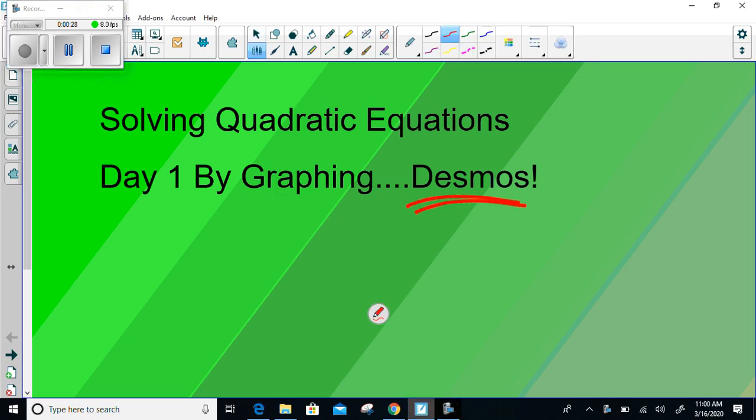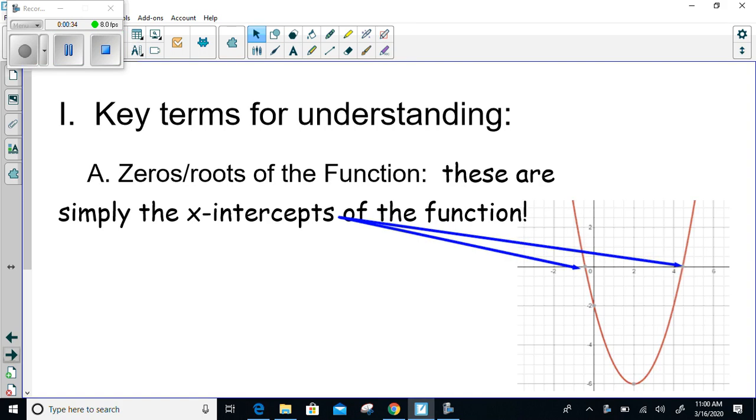So everybody's favorite. Anyway, let's just get started. A couple things we need to understand first. Just some key terms. And really just one. The zeros are the roots of the functions. These are simply the x-intercepts of the functions. I'll give you a graph here that I pulled actually from Desmos. You can see I've got the arrows pointing to the x-intercepts. Those are going to be my zeros, and that's actually the solutions for these quadratic equations.